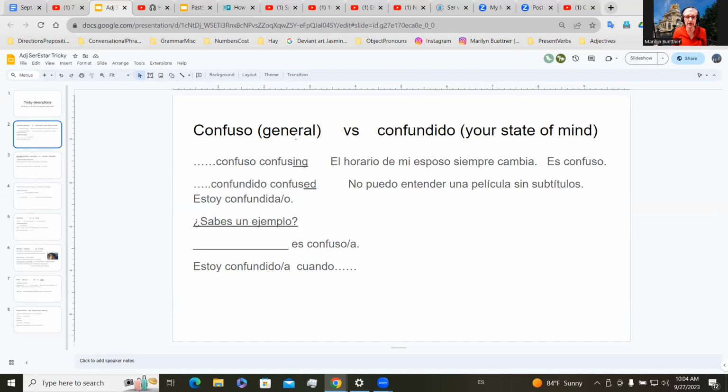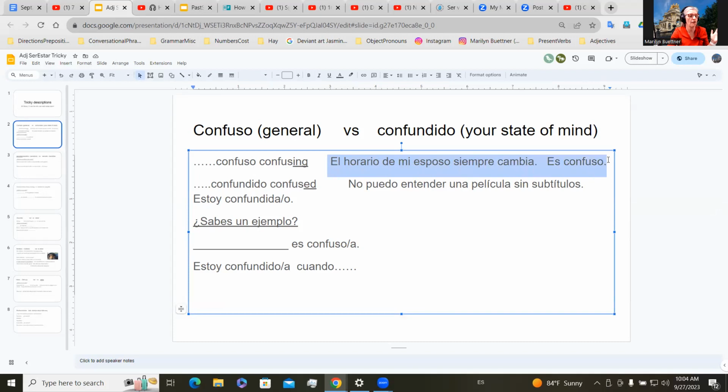Por ejemplo, tengo dos ejemplos aquí. El horario de mi esposo siempre cambia, es confuso. My husband's schedule is always different. It's confusing. Nobody feels confused. That situation is just confusing. Versus confundido, confused. No puedo entender una película sin subtítulos. Estoy confundida. Estoy confundido. I can't understand a movie without subtitles. I'm confused. So estar with confundido because it's how you feel. And for how you feel or where you are, you always use the verb estar. Cheesy little mnemonic device, but it happens.